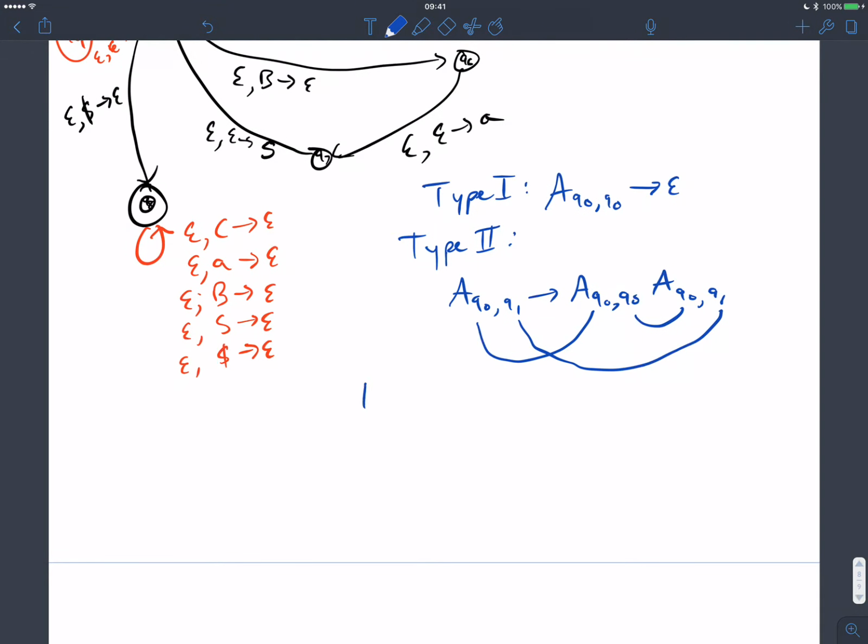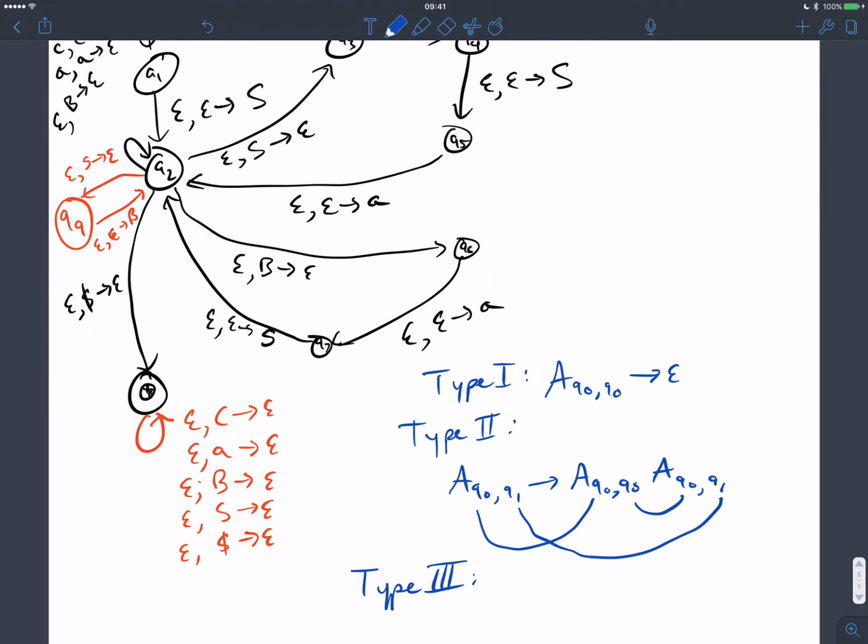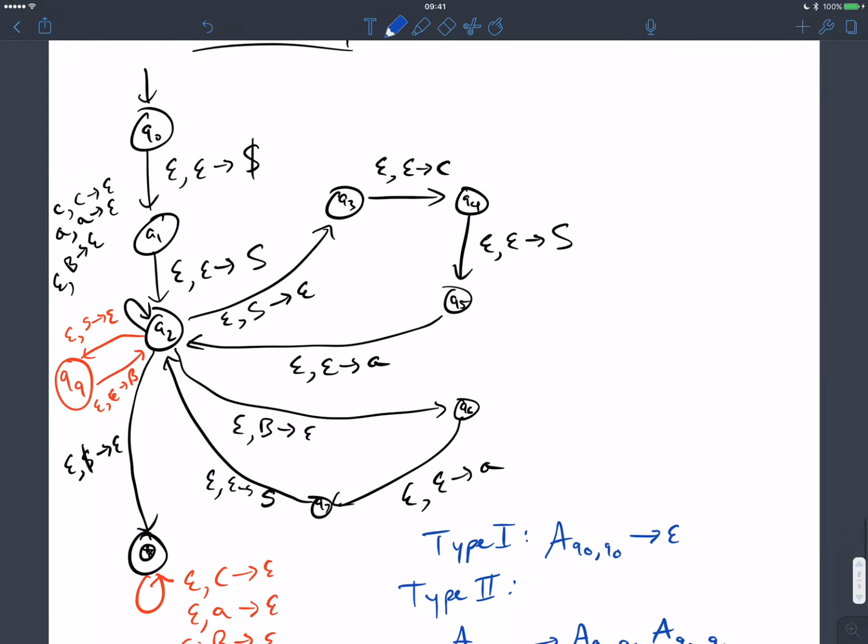Okay, type 3, the best one. So pick a pair of any transitions that are compatible. Any example? Q0 to QF.